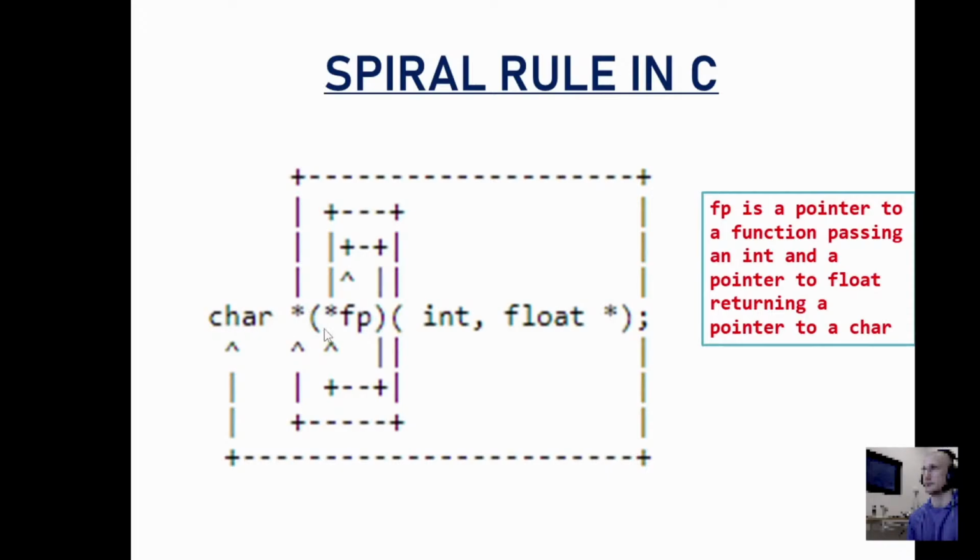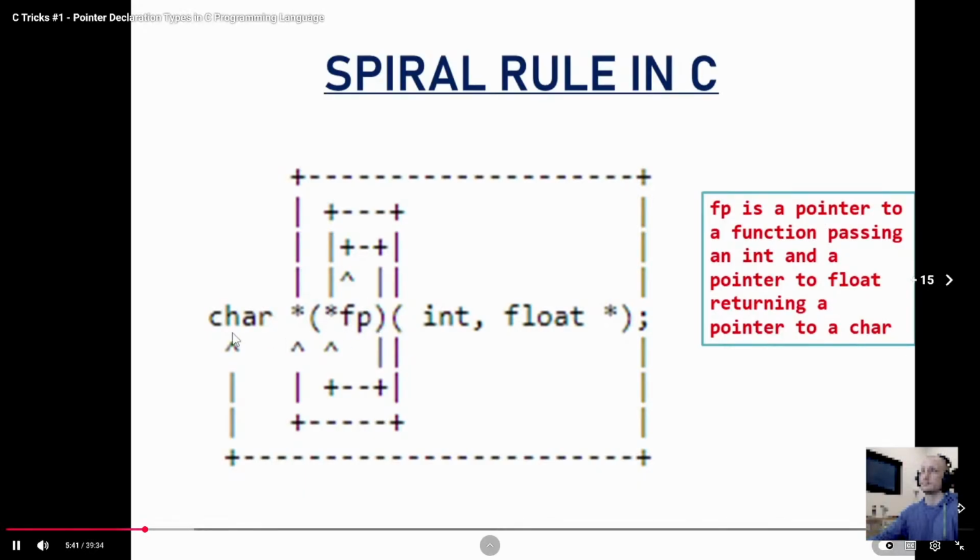So how do you say this one? fp is a pointer to a function. So basically, fp is a function pointer. That means fp stores the address of a function. But what does the function do? The function gets an integer and a pointer to a float as arguments, and that function returns a character pointer. Okay, so fp is a function pointer. fp points to the address of a function that returns a pointer to a character.